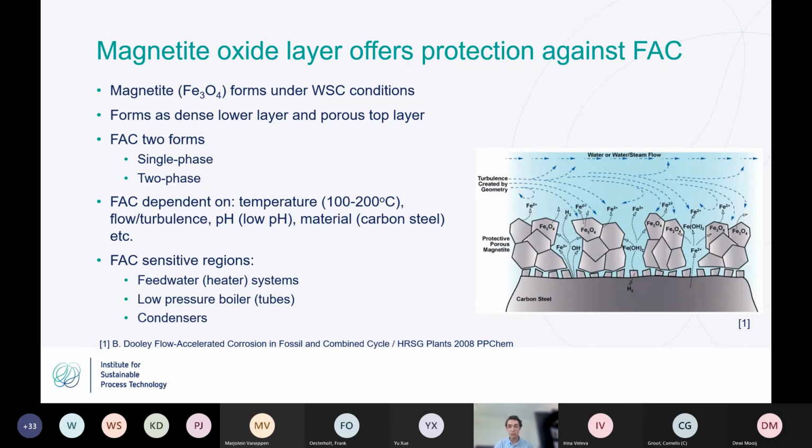The magnetite layer protects the bare metal underneath against further corrosion, but with flow accelerated corrosion, the flow and the turbulence together with a certain temperature cause the top porous layer to dissolve or be eroded away, hence again increasing the corrosion rate. FAC is dependent on certain parameters. First of all, temperature around 100 to 200 degrees, flow turbulence, pH, since low pH dissolves the magnetite layer, and of course the material, carbon steel in this case. The sensitive regions for FAC are the feed water system, condensate system, and the low pressure boiler tubes. So how can this FAC be mitigated and the layer be protected?